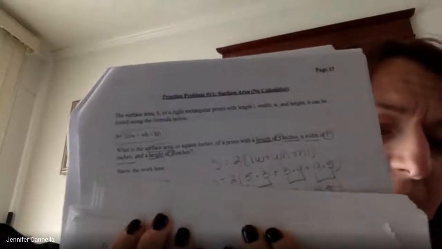Now, who can tell me 5 times 3? 15. Who can tell me 3 times 9? 27. And who can tell me 9 times 5? 45. Okay, 45. So please tell me, and you're going to type this in the chat. This is what I need you to figure out. I need you to tell me what 15 plus 27 plus 45 is. So write it down in the chat.